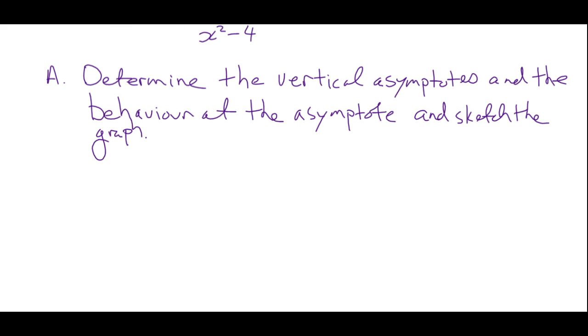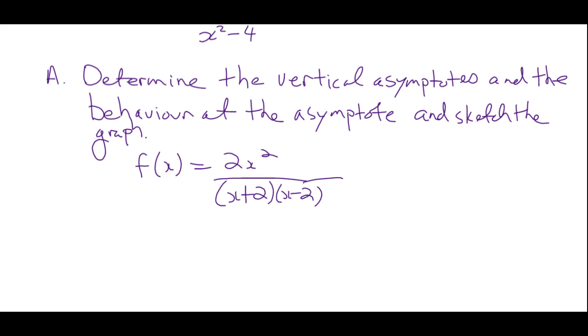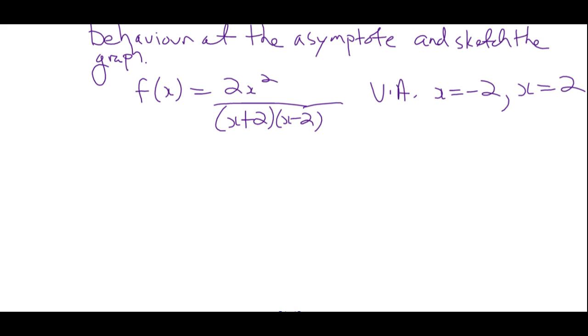Okay, so part A, we're going to start with a little bit of review, just do a little bit of vertical asymptotes. So we know that f of x in factored form is 2x squared over (x plus 2)(x minus 2), which means we have a vertical asymptote where x is negative 2 and one where x is positive 2. We need to figure out the behavior around them. Are they both going up at negative 2? Is one going up and one going down? Or is one going down and one going up? Or are they both going down?